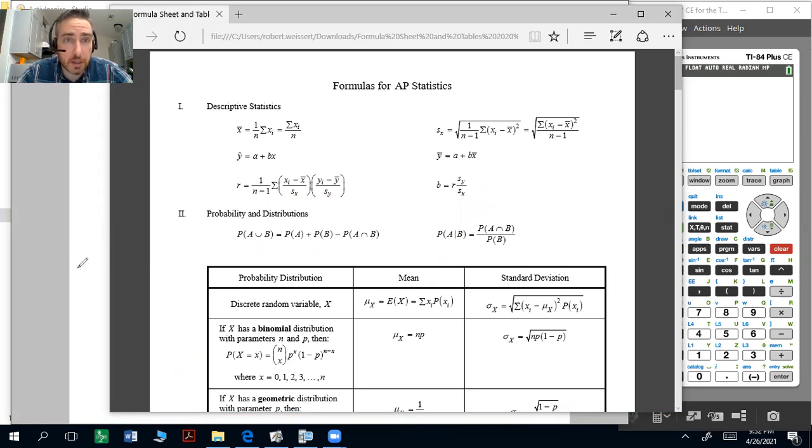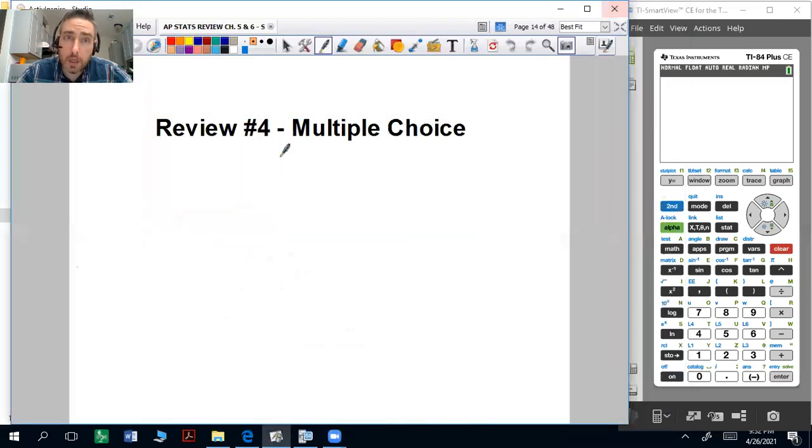All right, let's get started. We'll start with a simple one, question 1. This is most likely going to be the hardest of the review multiple choices, not going to lie. So we're going to go through these in as much detail as I can. Let's look at number 1.